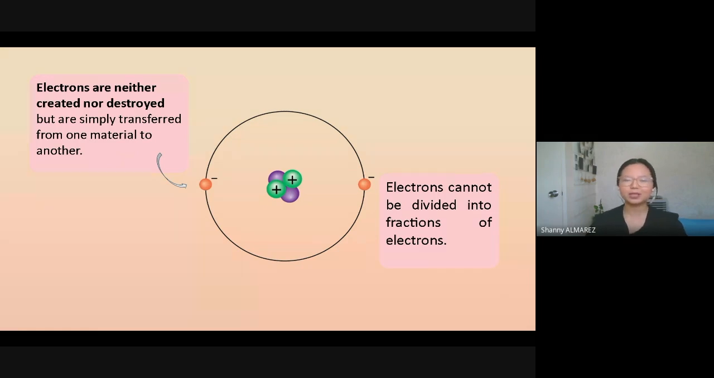So hindi tayo pwedeng magsabing half of the electron or any other fraction related to that. So lagi siyang whole or one whole. Okay? So yun yung concept niya. So if that's the case, therefore, we can also say that each electron should contain a certain amount of charge. Okay? And the number of electrons in that particular object, halimbawa, 3 siya, therefore, the charge of that object is a multiple of the charge of the electron.